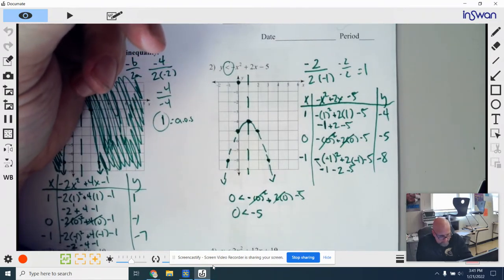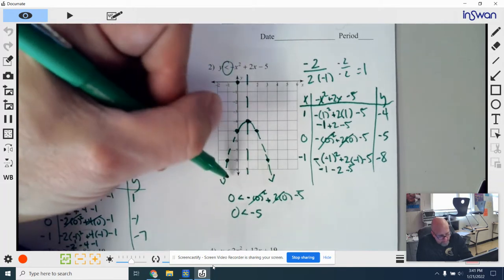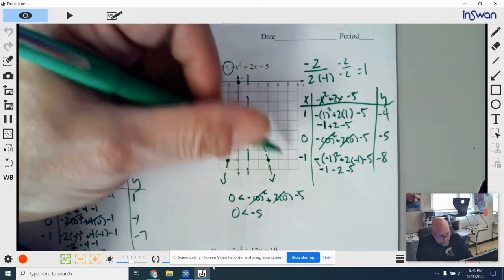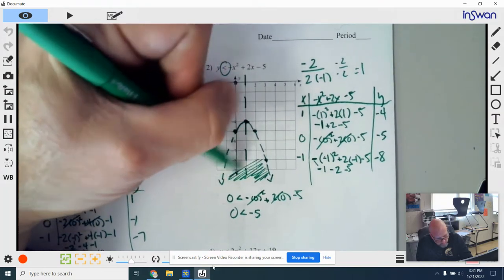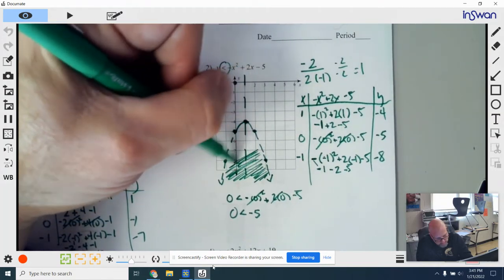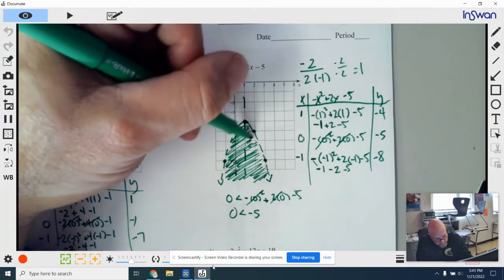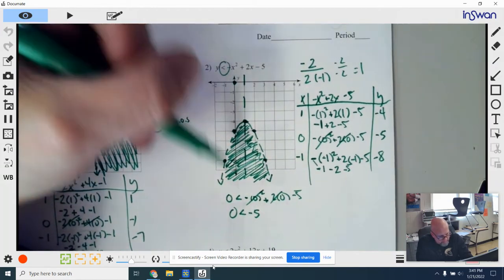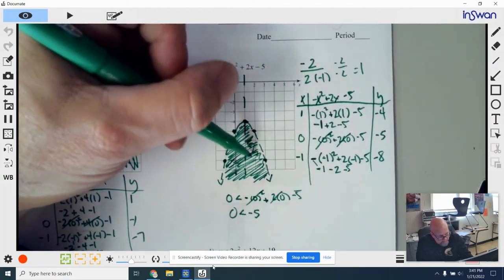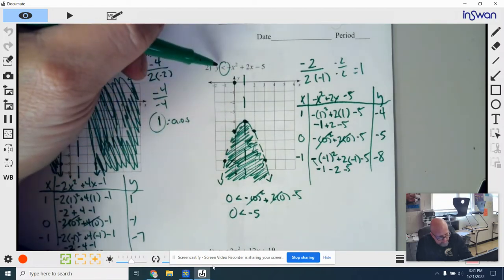No, that's not true. So I know because it was not true from the outside, it's going to be this inside part that you're going to shade. So everything inside will be shaded. That's part of the solution set. So the point that could satisfy this, I could pick any point from within here, just not on the boundary, and it'll make that a true statement.